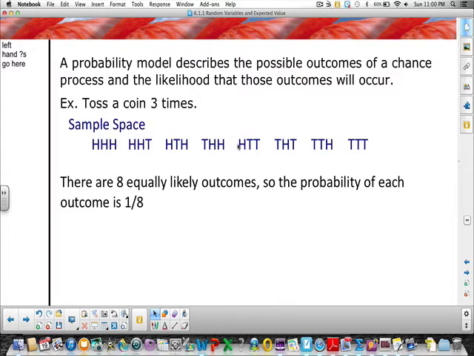When we looked in the last chapter at probability models, remember that they describe the possible outcomes of a chance process and the likelihood that each of those chance outcomes will occur. So if we use the simple example of tossing a coin 3 times, then the sample space is all 3 heads, heads, heads, tails, and so on. Anyway, there are 8 equally likely outcomes, so the probability of each of the outcomes would be 1/8.